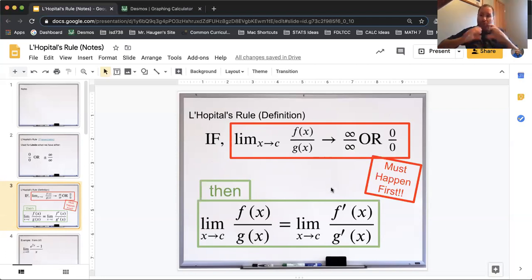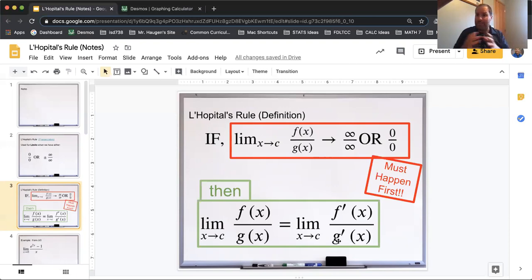So if you do have those, though, what can we do with this? L'Hopital's rule says we can take the limit of our function, and that is going to be equal to the limit of the derivative of the top and the derivative of the bottom. It's a little bit weird to get used to, because we're just doing the derivative of the numerator and then the derivative of the denominator and sticking them right back in there. It is not a replacement for the quotient rule. Okay, this does not replace the quotient rule.